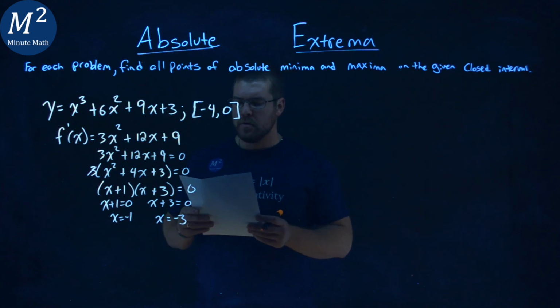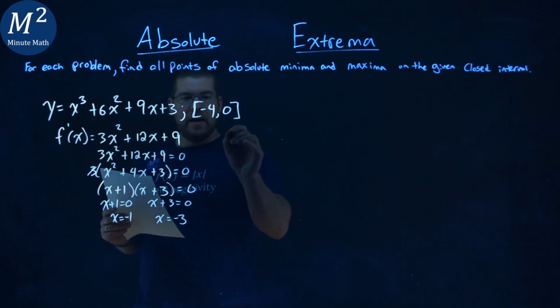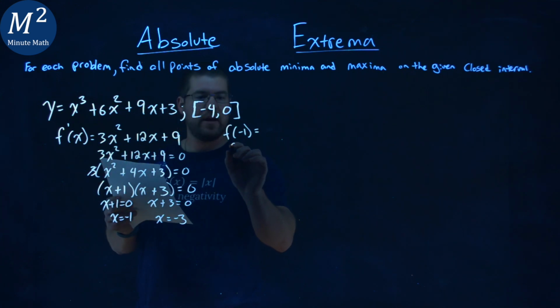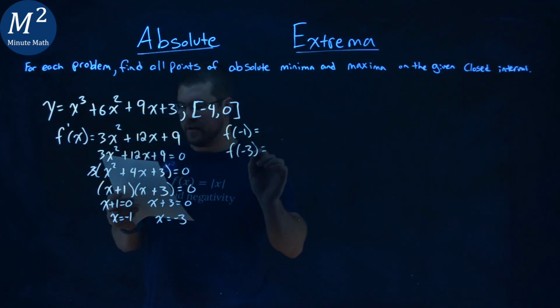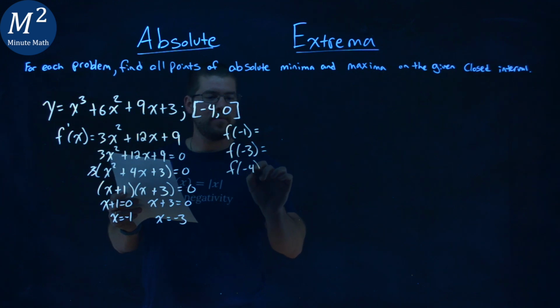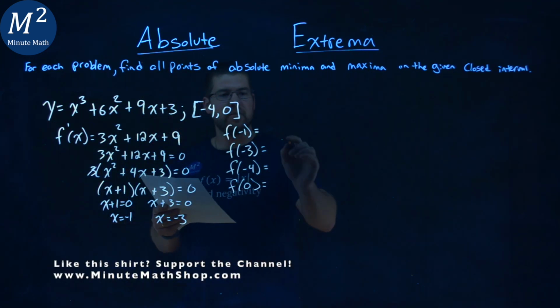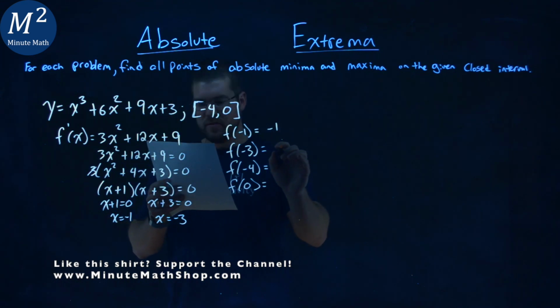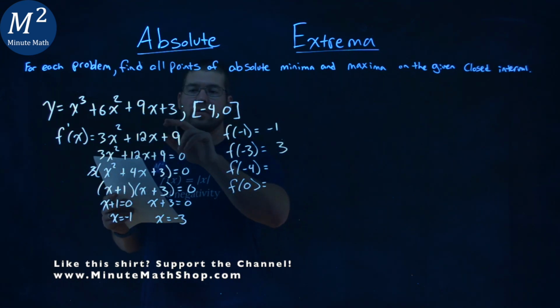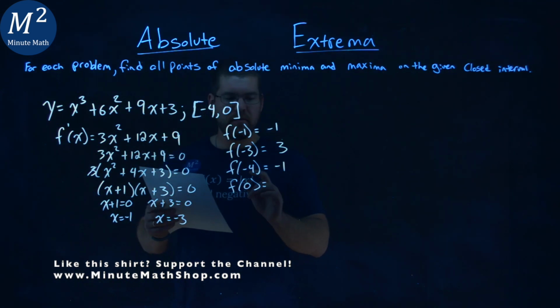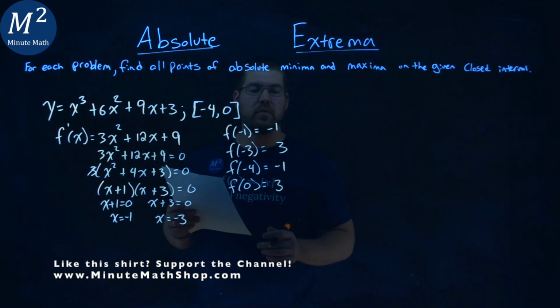So to do that, we have f of -1, and what's the order? f of -3, I did it out of order here. f of -4 and f of 0. f of -1 came out to be -1. f of -3 came out to be +3. Again, plugging into our original equation. f of -4 is -1, and f of 0 is +3.